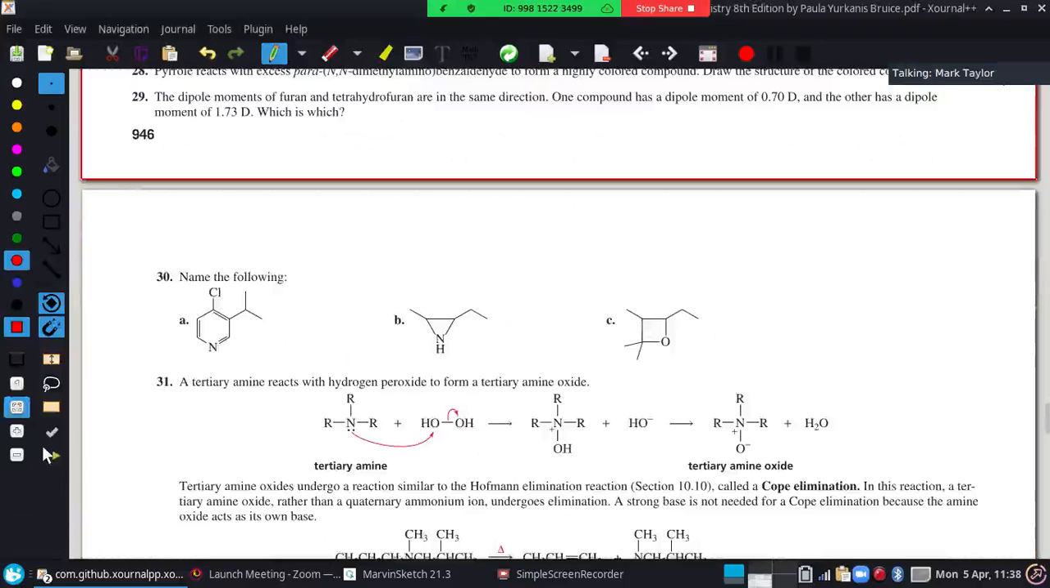So 29. Dipole moments of furan and tetrahydrofuran are in the same direction. One has a dipole moment of 0.7, the other has a dipole moment of 1.73. Okay, so furan, tetrahydrofuran.